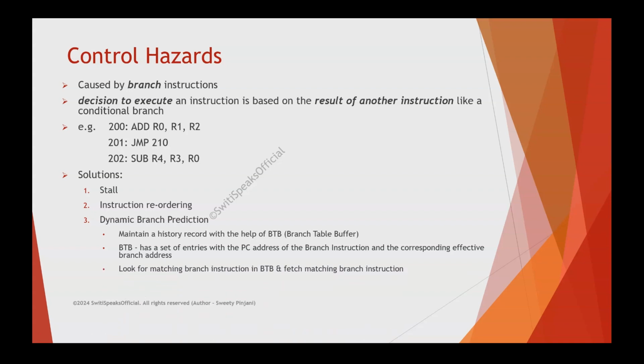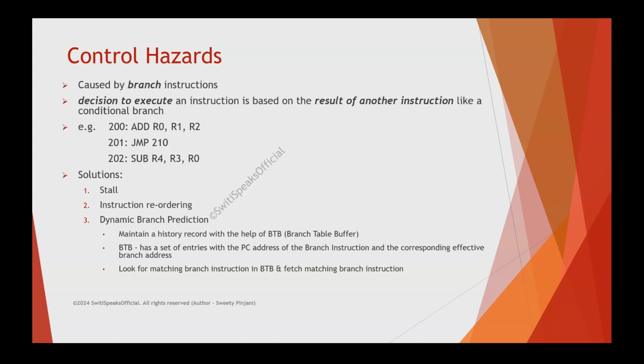So it will look for a matching branch instruction. Say this one itself, 201 was the program counter and this instruction has come. Then it will see what was the corresponding effective branch address. It went to the program counter 210, not to 202. So it will predict that you have to go to 210 only. So instead of fetching 202, it will fetch 210. This can work if the prediction is correct.